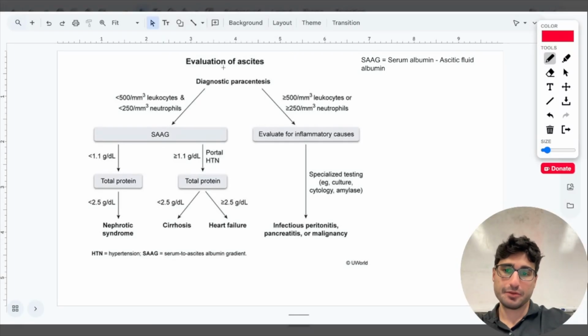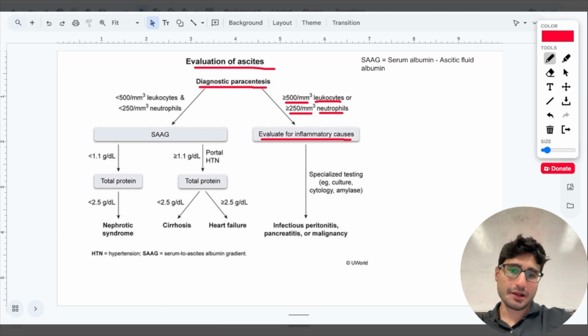Hello everyone, in this video we'll be going over the evaluation of ascites with this algorithm from New World. Now when we do a diagnostic paracentesis, the first thing that we are going to be looking at is if the leukocytes are 500 or more, or if the neutrophils are 250 or more. And the reason why we do this is because we want to evaluate for inflammatory causes of the ascites.